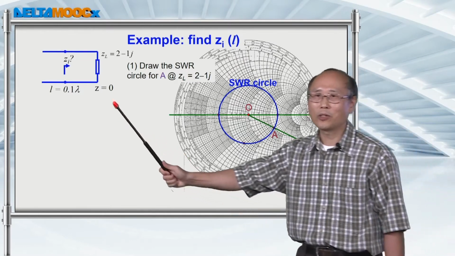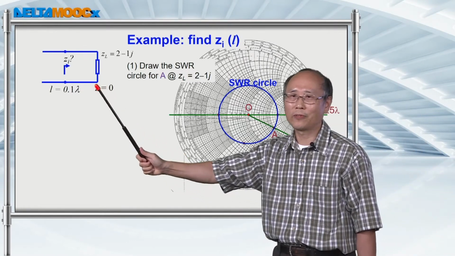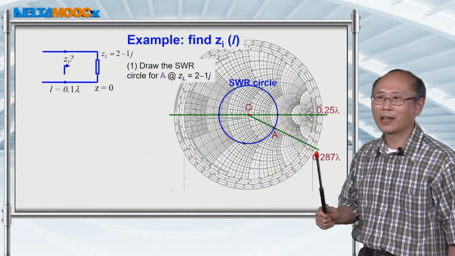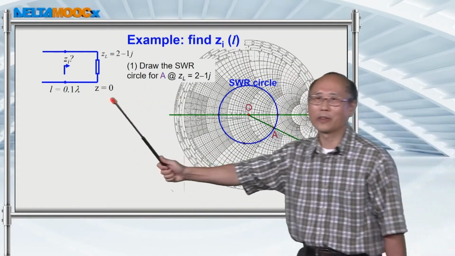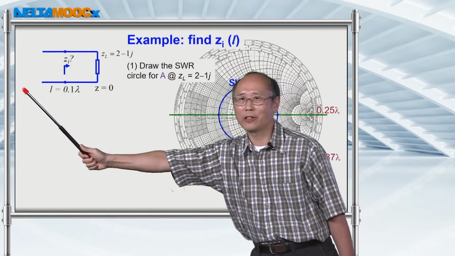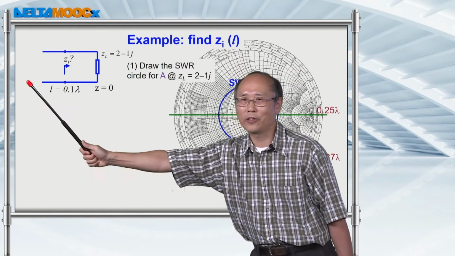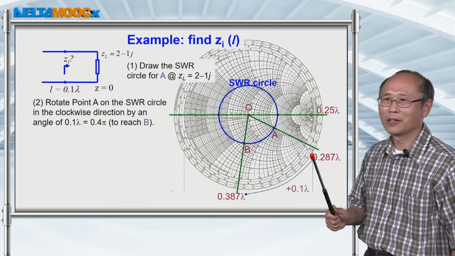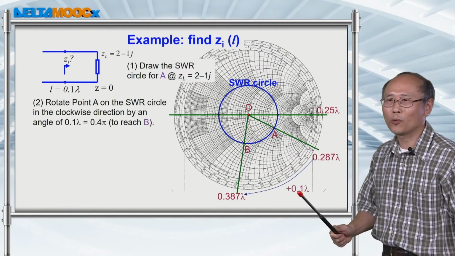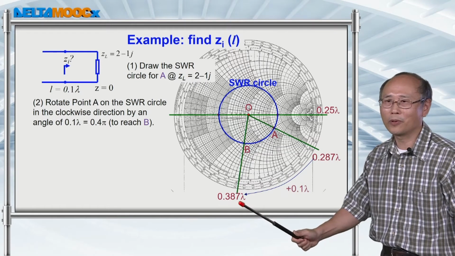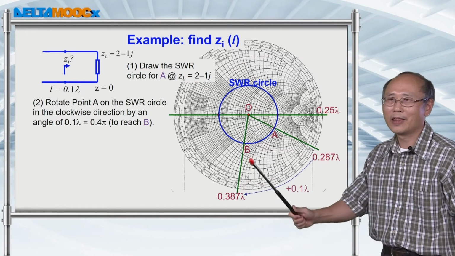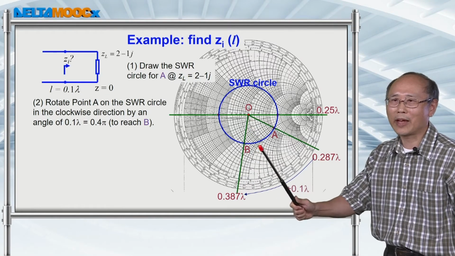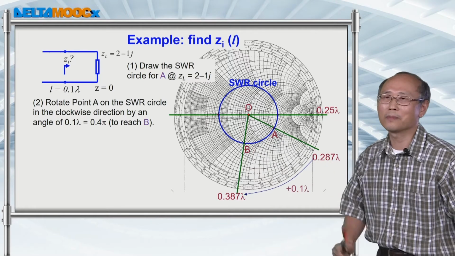Now, you want to move the 0.1 wavelength from this z equal to 0 point to this location. And you want to move it toward the generator, because your generator is somewhere here. So you want to do the clockwise rotation and just move 0.1 wavelengths to 0.387 wavelengths. Then you will be intercepting this line with your SWR circle at B.